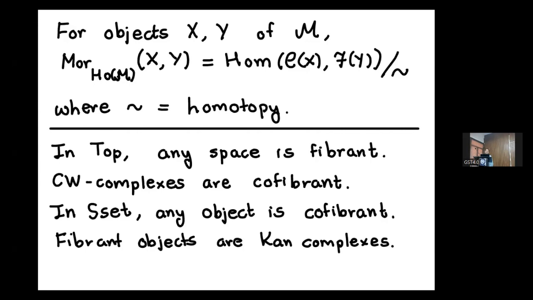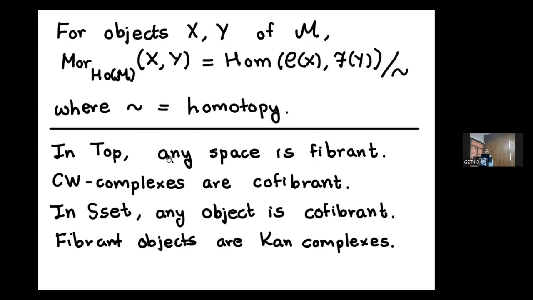Now this has a nice description. For objects X and Y of the model category, how do you get the morphisms from X to Y in the localization, in the homotopy category? You replace X by a cofibrant approximation, you replace Y by a fibrant approximation, and you take the morphisms from CX to FY, and then you go modulo homotopy. That's how the whole thing fits together.